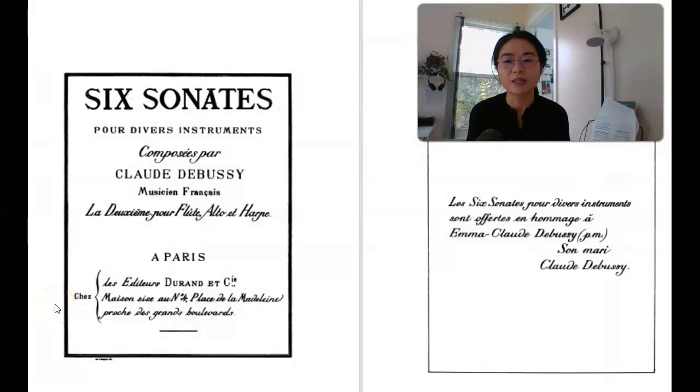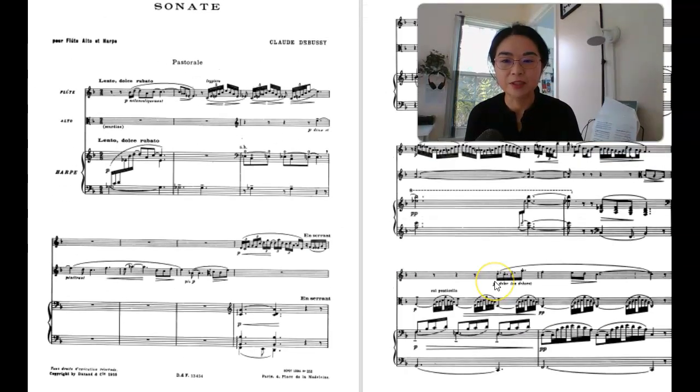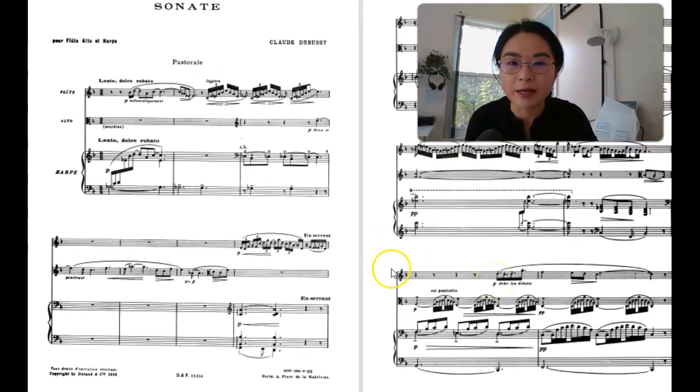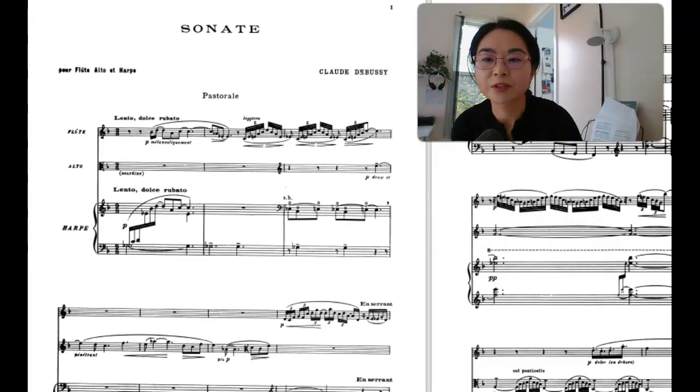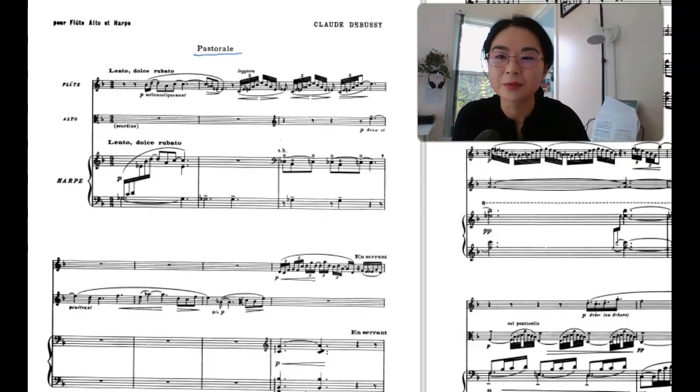Okay, so let's talk about Debussy's Six Sonatas. And today we are just going to talk about the first movement, which is called Pastorale. Okay, so this is the score, Six Sonatas by Claude Debussy. And here it is. This is the first page of the score, and let's get started. This is the first movement called Pastorale. And since Debussy named this as sonata, let's see if this music fits in sonata form.